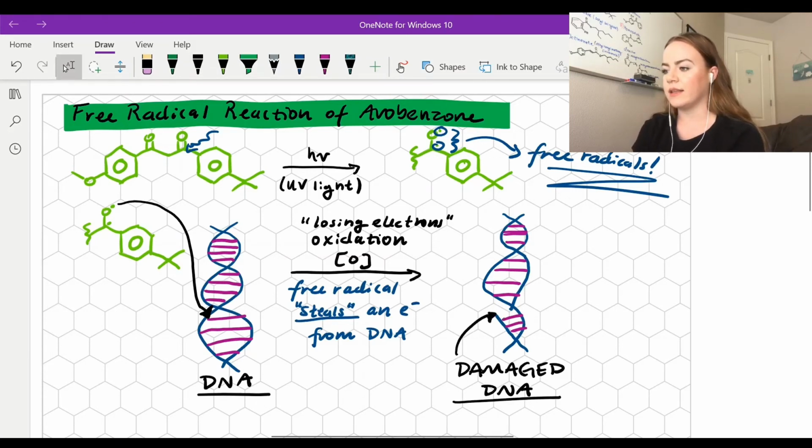So just keep in mind that this is something that happens. So let's say if you have avobenzone in your sunscreen as an active ingredient, this is a possible chemical reaction that it can undergo. So just know that this is relevant information. I'm not just showing random chemical reactions.